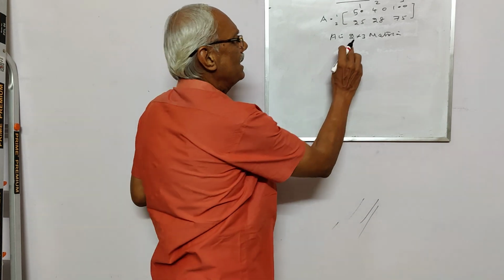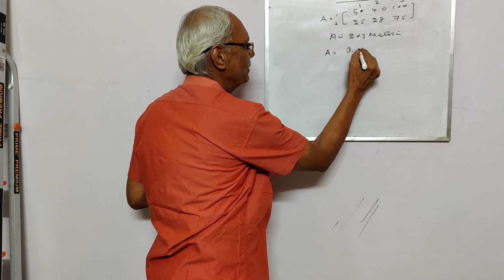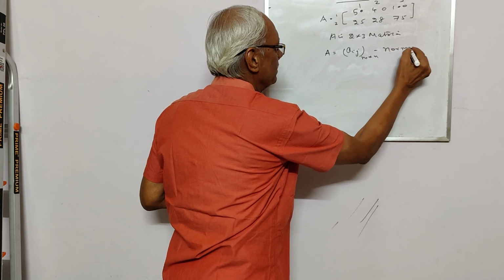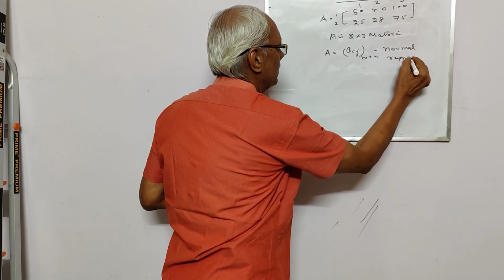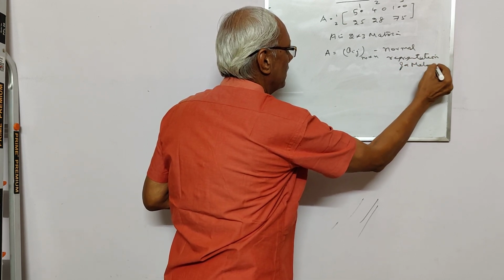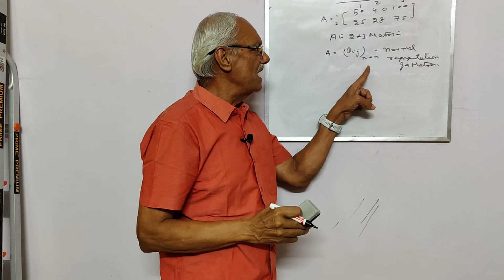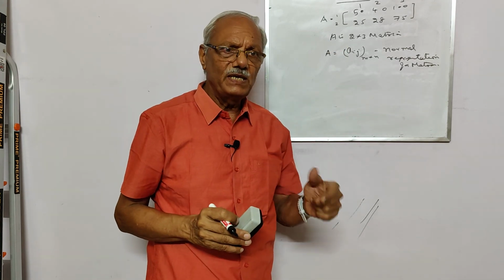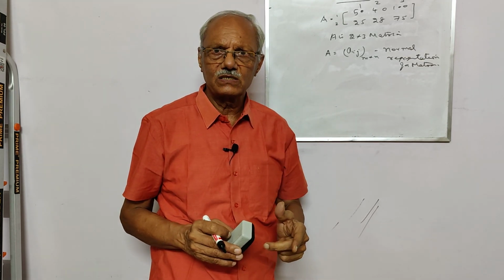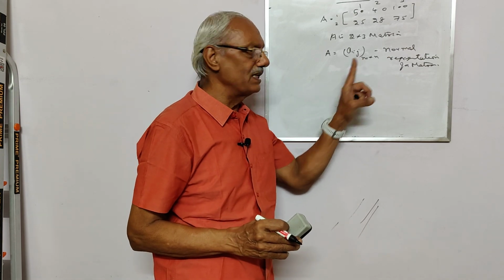Then we normally write A is equal to Aij of m cross n. This is the normal representation of a matrix: A is equal to Aij, m cross n. This means that the elements of this matrix A are Aij's, every element is an Aij, and that there are m rows and n columns.